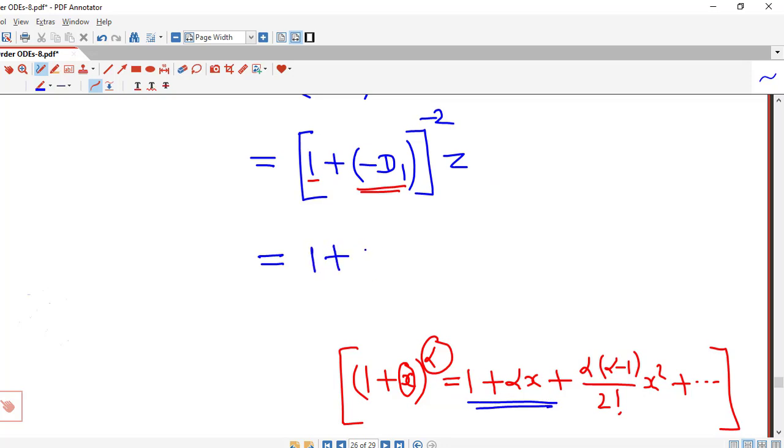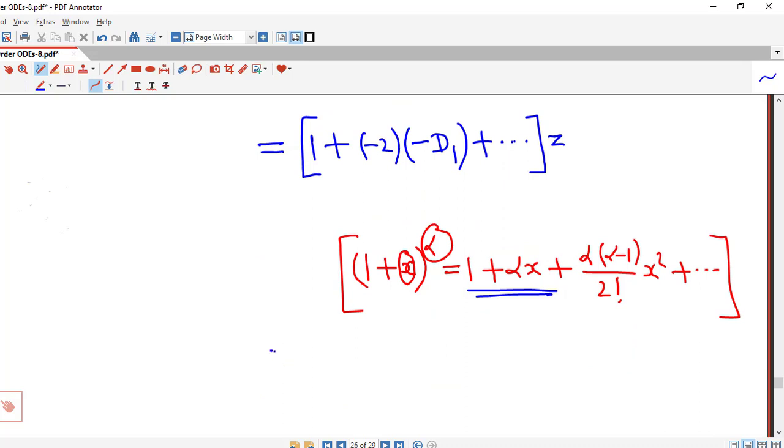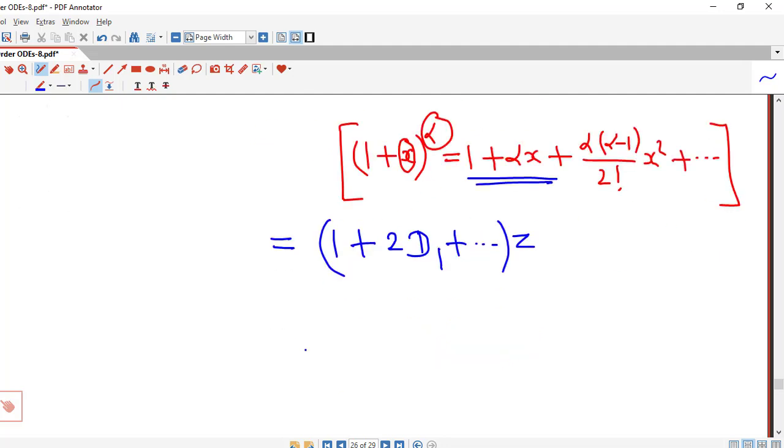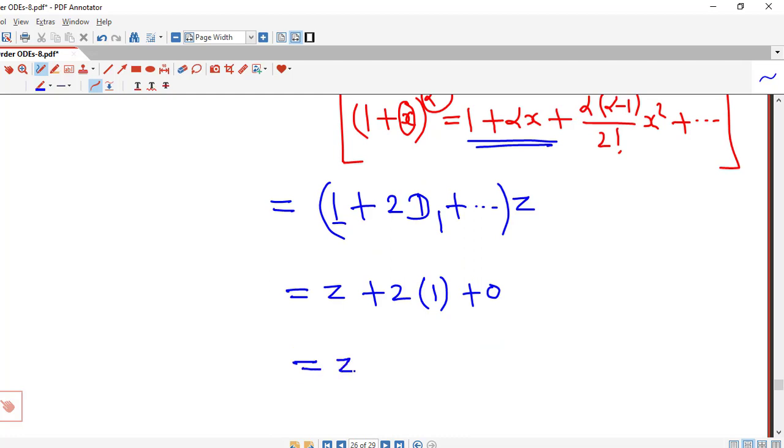So we will use only the first two terms. So 1 plus alpha is minus 2, and instead of x we have minus D1, and we are not writing further terms because in the next term we will obtain D1 square. So when we operate D1 square on z, we get 0, so we write up to D1 only. So this we can further rewrite as (1 plus 2D1 and so on) operated on z, since negative times negative is positive 2D1. Now we apply this: 1 into z is z, plus 2 into D1 z, that is the derivative of z with respect to z, which is 1, and further terms will be 0. So this is nothing but z plus 2. So this is our particular integral.